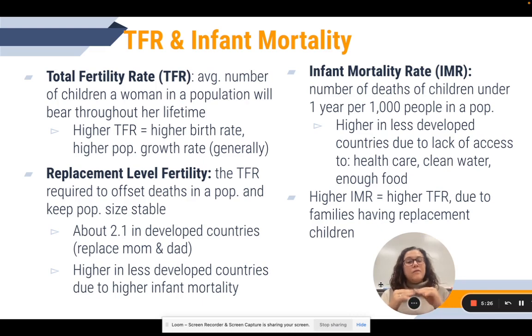Now, that's typically more of a developed country. That replacement fertility level is going to go up slightly in less developed countries because there's a higher rate of infant mortality. So we have to account for that in that figure. So sometimes you'll see replacement fertility levels of 2.4 and 2.5. You can assume that those are developing countries.